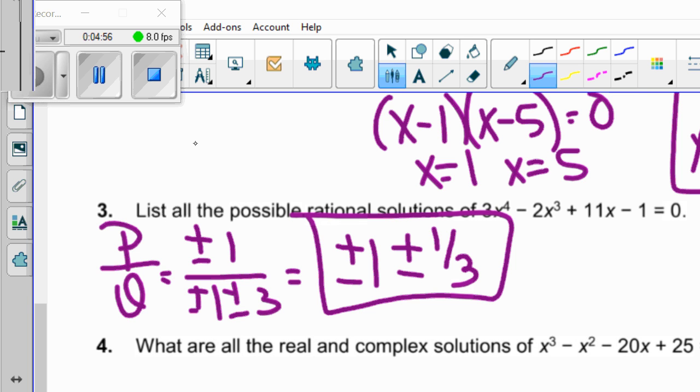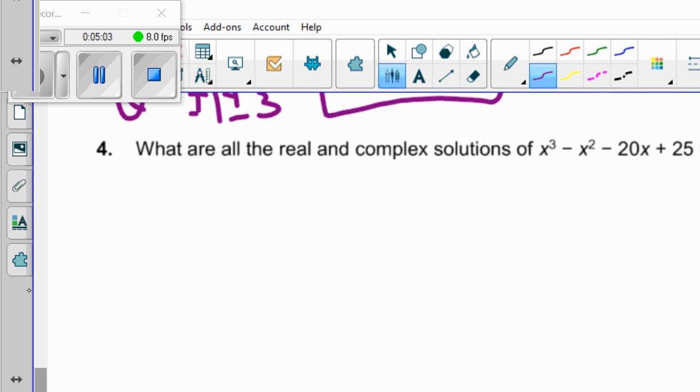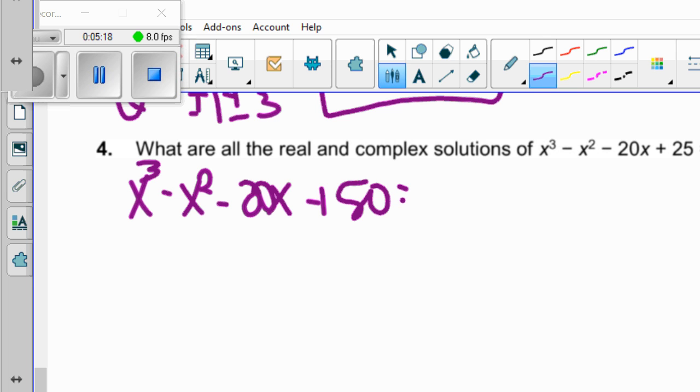Number 4, what are all the real and complex solutions of this? So I look at what's my highest degree, a 3. I should have 3 answers here. First thing I notice is that it's not equal to 0, so I want to move everything to the same side. So when I do that, I get x cubed minus x squared minus 20x, and then plus 50 equals 0.